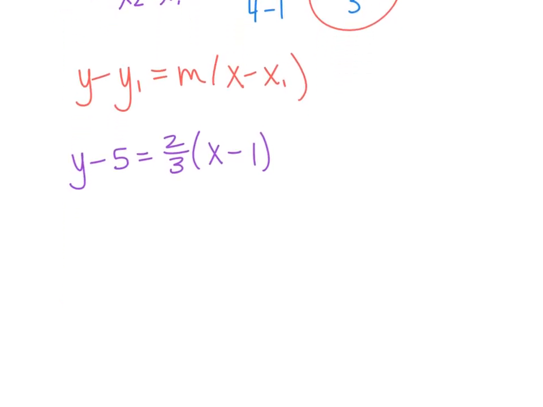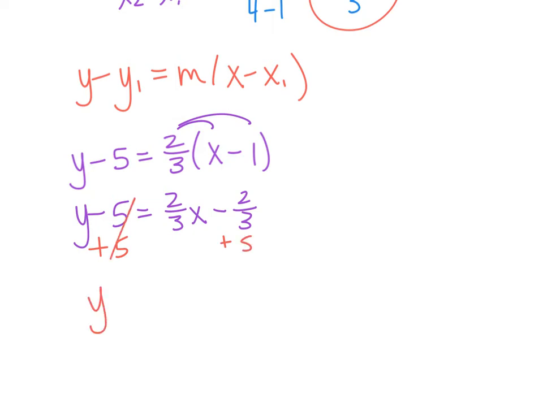Now let's take this equation and solve for y. We're going to distribute that slope. So carry down your y minus 5. We have 2/3 times x, and 2/3 times a -1 is just a -2/3. Going back to the y, we're going to add 5 to the other side because we're solving for y. So y equals 2/3 x.